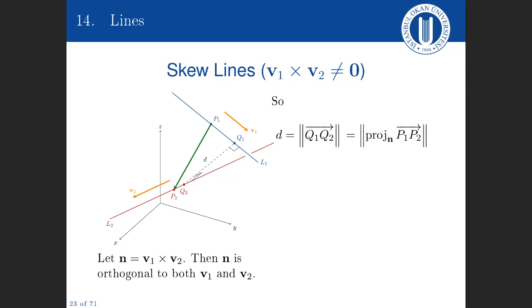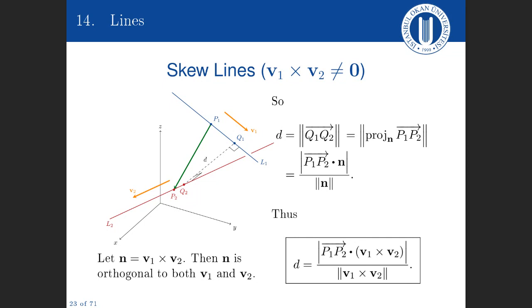What is the distance from Q1 to Q2? It's the same as the norm of the vector P1P2 projected onto n. It's the part of the vector from P1 to P2, which goes from line 1 to line 2, but projected, or the part of it which is in the same direction as n. And we've talked about that last week. We have a formula for the projection of a vector onto a vector. That's the absolute value of P1P2 dot n divided by the norm of n. So that gives us our formula. You don't necessarily have to understand the derivation of this formula, but remember this formula, you would need to use this formula.